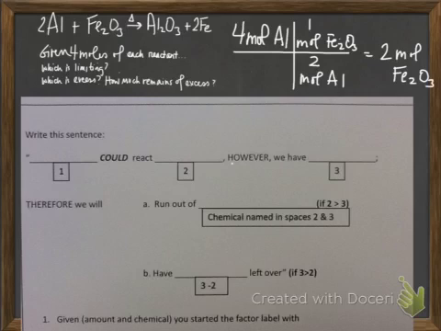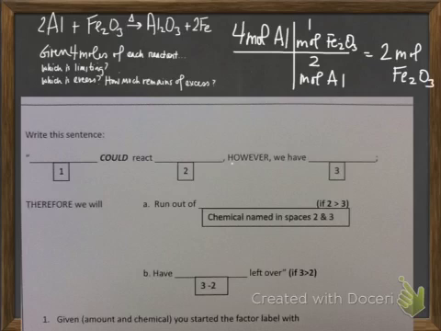So you've got this sentence, and you're going to get really good at writing this sentence, and it feels awkward and clunky and stupid, and you think, I don't have to do this, and that's fine. You don't have to do it forever. I don't have to do it forever, but when we start doing limiting and excess, I still have to do it. I've been doing chemistry a lot longer than you. Until you get warmed up and your brain automatically looks at it and goes, oh, that's my limiting, you just start with this. So, number blank could react blank, however we have blank, therefore we will either A, run out of blank, or have blank left over. Oh, that's a lot of blanks.